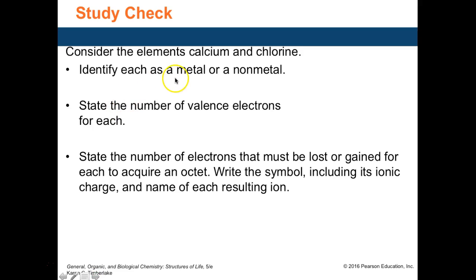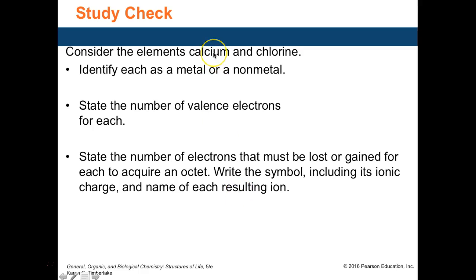So consider the elements calcium and chlorine. Identify each as metal or non-metal. So calcium is metal, chlorine is non-metal. State the number of valence electrons for each. Calcium is in group 2, so it has 2 valence electrons. Chlorine is in group 7, so it has 7 valence electrons. State the number of electrons that must be lost or gained for each to acquire an octet, and then write the symbol, include its ionic charge, and name of each resulting ion.